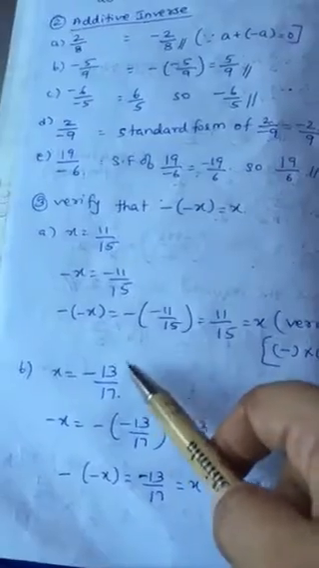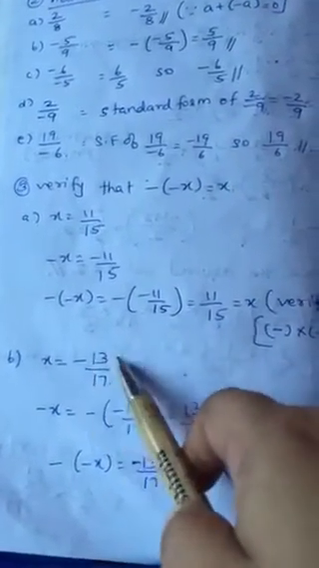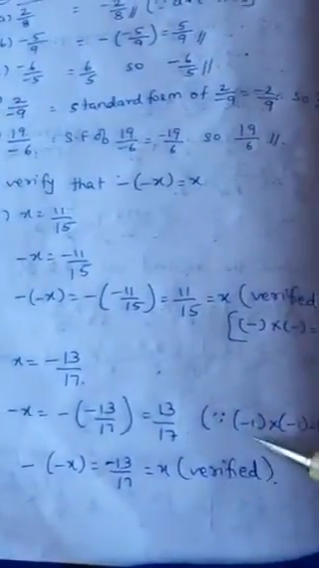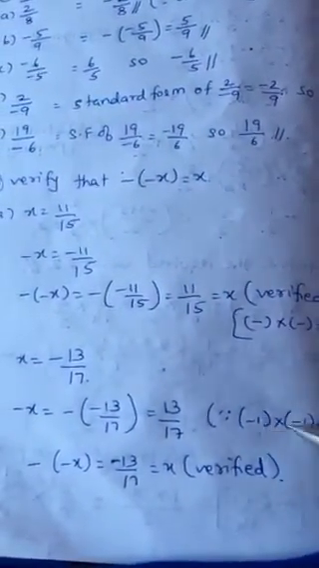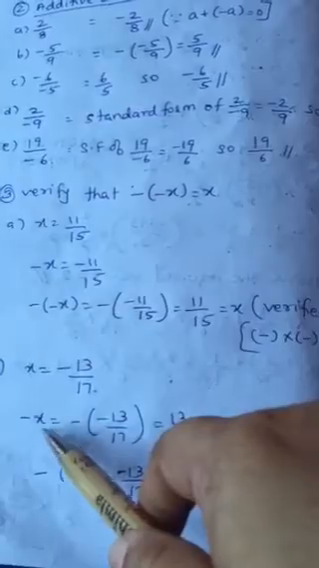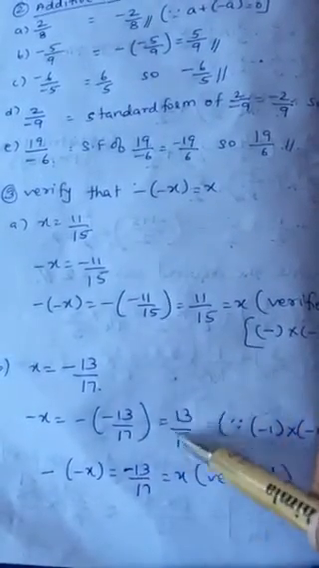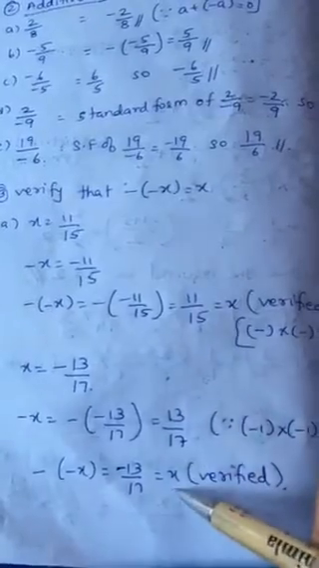The next question is minus 13 by 17. When this is multiplied by the negative, it becomes positive. Both negatives make one positive. So minus of minus x, that is minus of minus 13 by 17, becomes a positive x. So hence this is also verified. Now let's go to the next question.